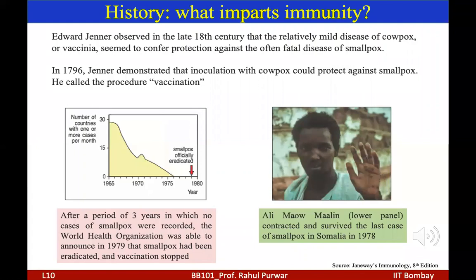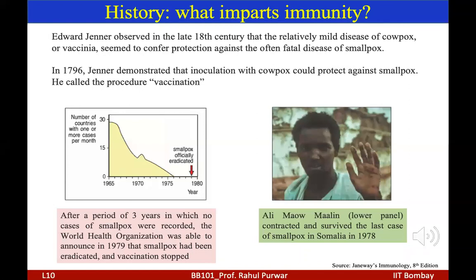Edward Jenner, a very famous immunologist, observed in the late 18th century that the relatively mild disease cowpox, which is a cousin of smallpox, caused by vaccinia, seemed to confer protection against the fatal disease of smallpox. So if you vaccinate a person with the cowpox virus, which will only cause a mild disease, then that vaccinated person will never develop smallpox.